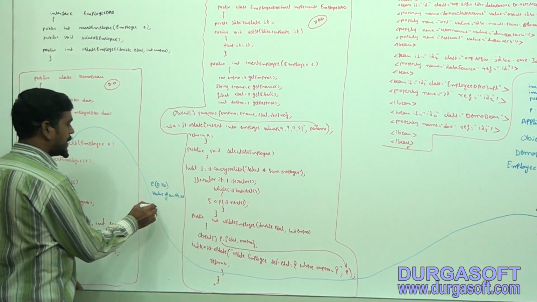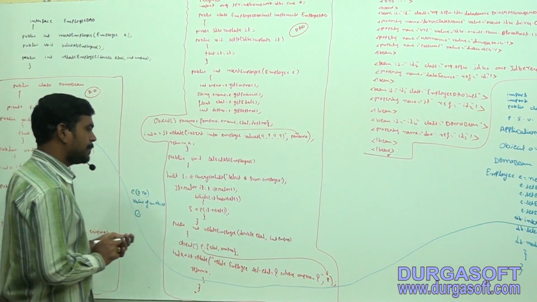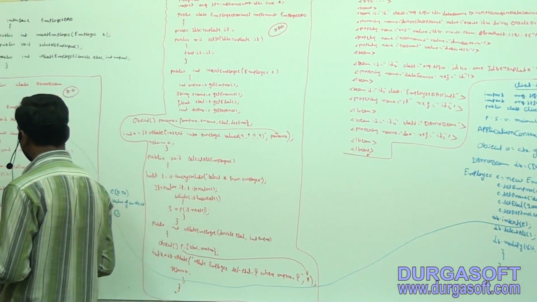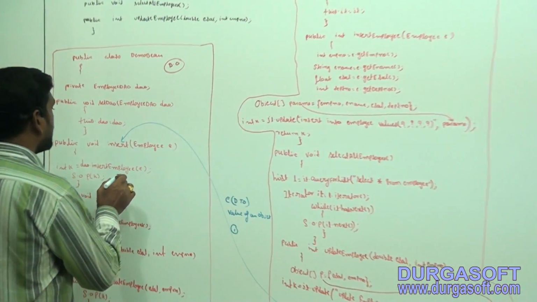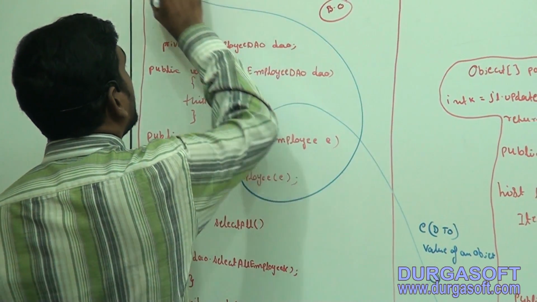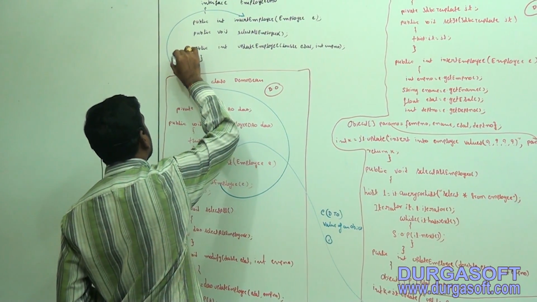Then after that, it is going to be verified whether this method is available in the interface or not. It is going to be verified inside this interface. This is step number 2.